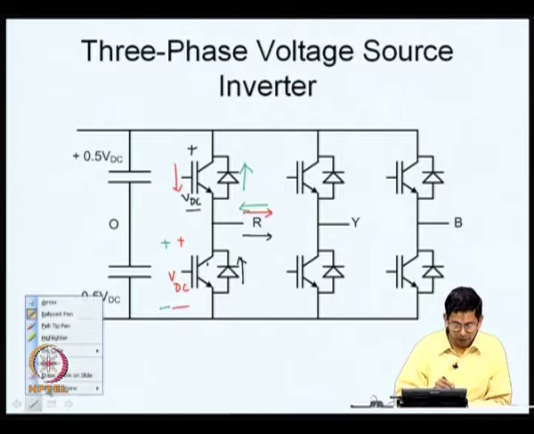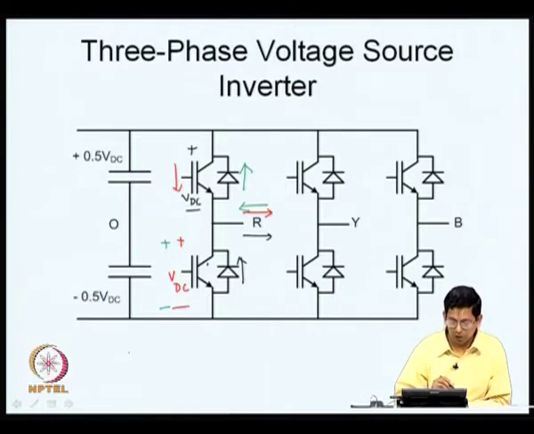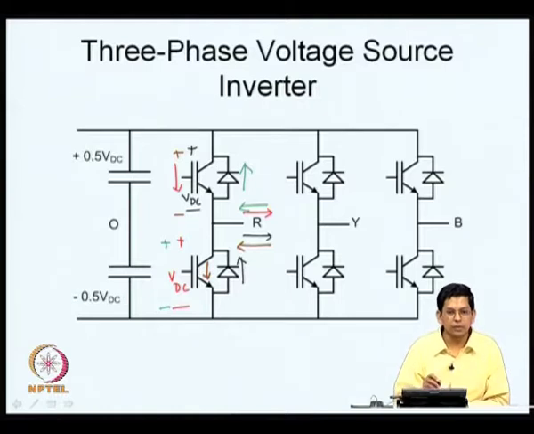Similarly, let us consider yet another scenario where the bottom is on, but the current flow is in the opposite direction. If the current flow is in the opposite direction, you will have current flowing through this transistor rather than through the diode, but the potential at R is equal to the potential of the negative terminal of DC bus. So, you will have the entire DC bus voltage appearing across the top transistor. So, the top transistor is still blocking a potential of plus minus VDC. So, the current may be flowing in either direction.